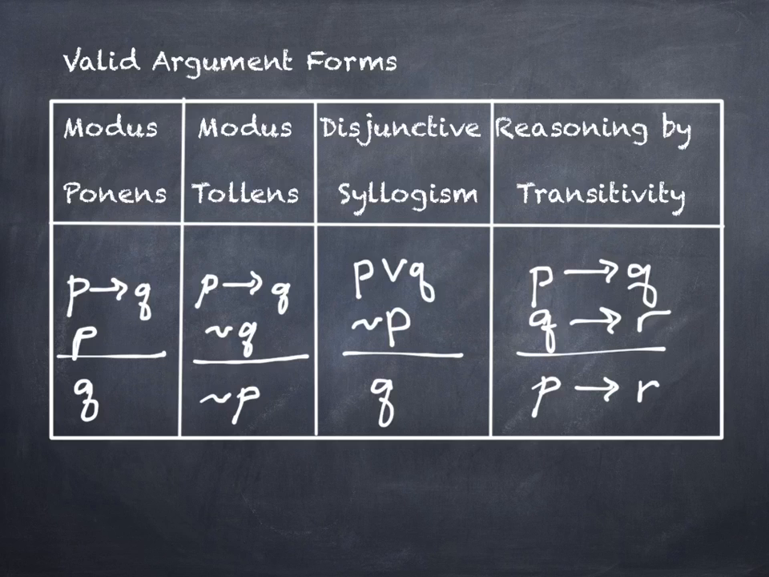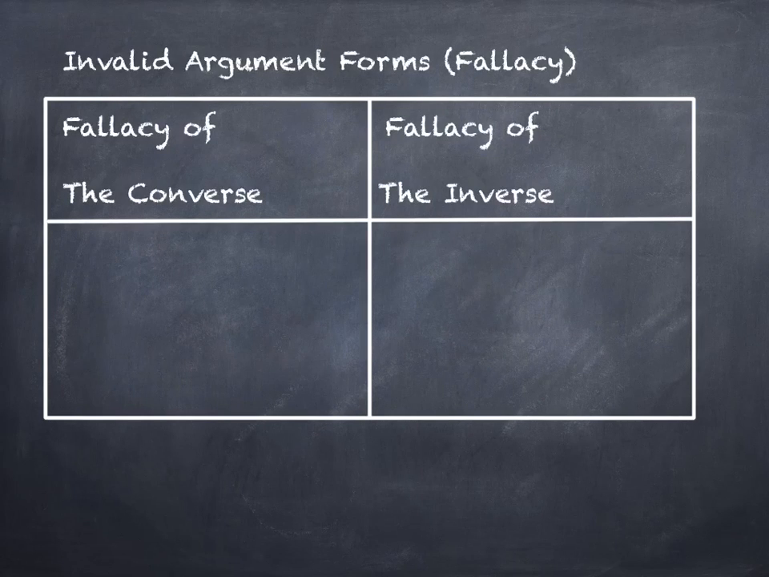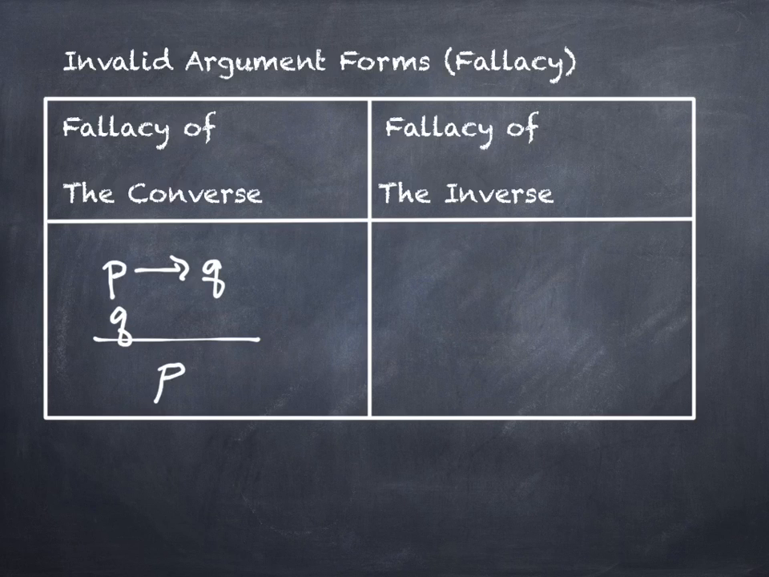There are two fallacies. Fallacies are forms that are invalid. They're false. They don't work. And they look uncannily similar to the ones you had before, but there are differences, obviously. I've got P arrow Q. I've got a Q and a line, and I've got P.